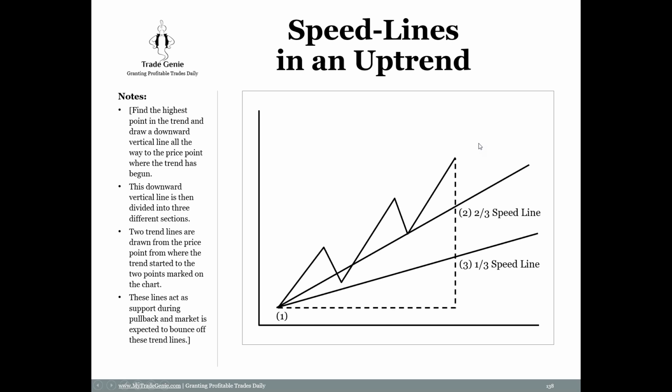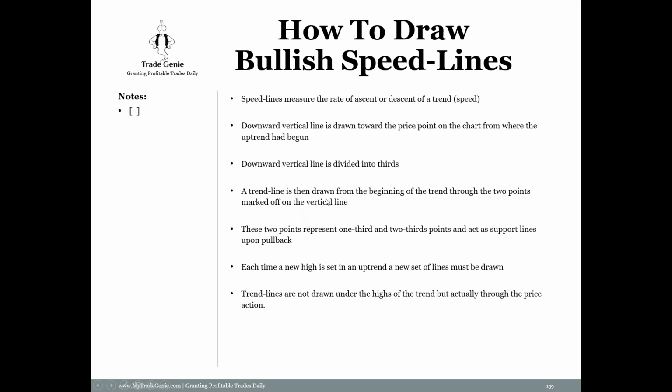Every time a new high is made, you need to drop another line to the same price point, which is here. This price point doesn't change. Your high or close is changing, so you're drawing another line. A trend line is then drawn from the beginning of the trend. I told you about the 2 points. These 2 points represent 1/3 and 2/3.